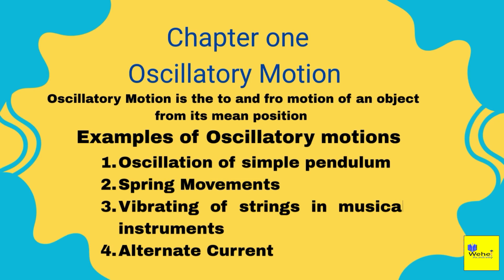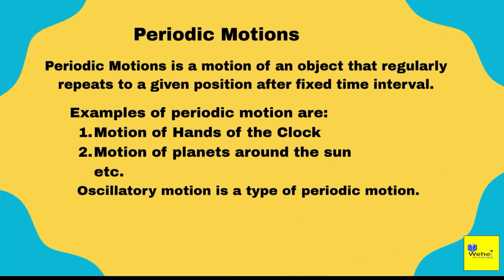Chapter 1: Oscillatory Motion. Oscillatory motion is the to and fro motion of an object from its mean position. Examples of oscillatory motions: 1. Oscillation of a simple pendulum. 2. Spring movements. 3. Vibrating strings in musical instruments. 4. Alternating current.